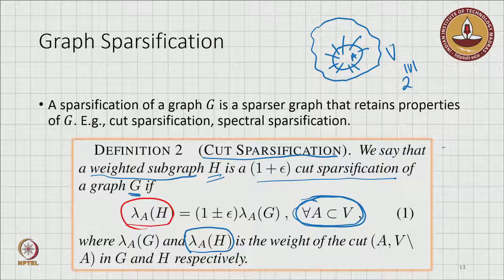Okay. And so in other words, the weight of the cut in the sparsified graph should be an approximation of the weight of the cut in the original graph G, and this must be, as I mentioned earlier, true for all possible cuts. Okay. So this is what we mean by graph sparsification.